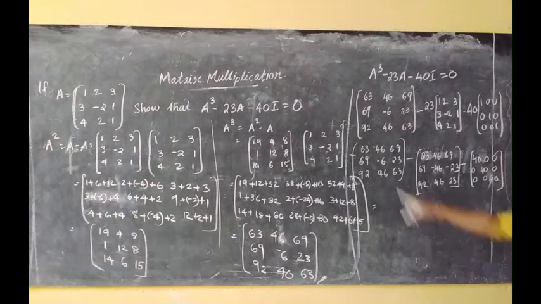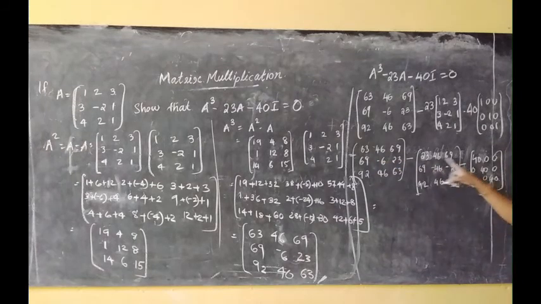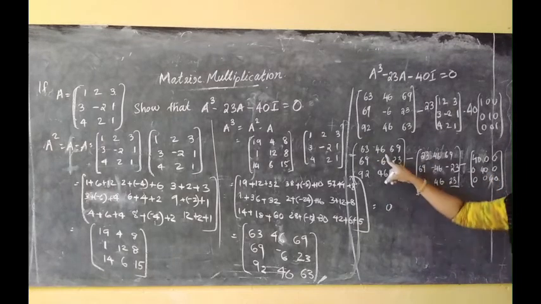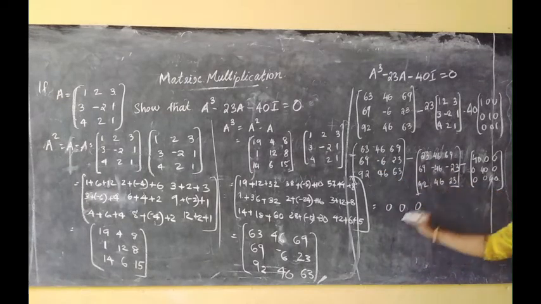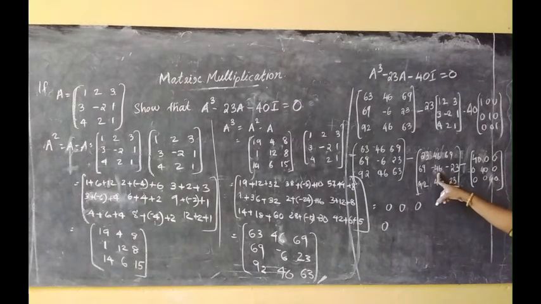You can do that. 63 minus 23, that we know we can directly add and subtract. 63 minus 23, 40. 40 minus 40, 0. 46 minus 46, 0. And that is 0. Then 69 minus 69, 0. Here minus of minus 46. That is minus of minus 40. 40 minus 40, 0. 23 minus of minus 23, that is 23 plus 23.